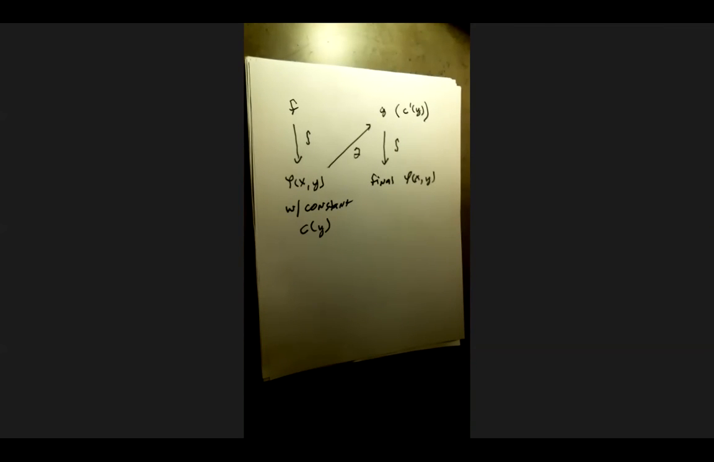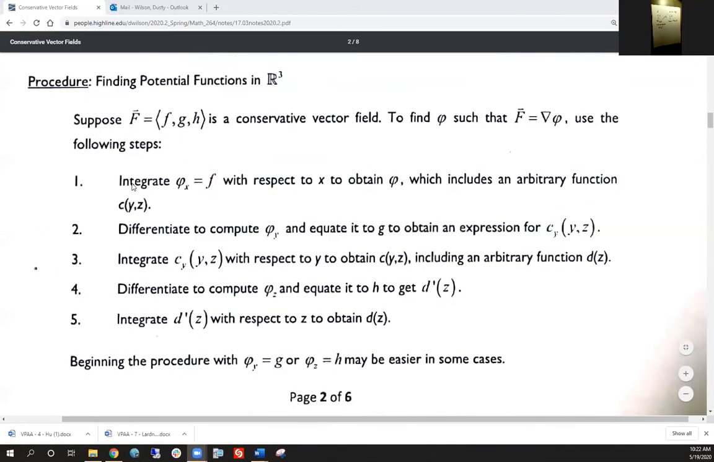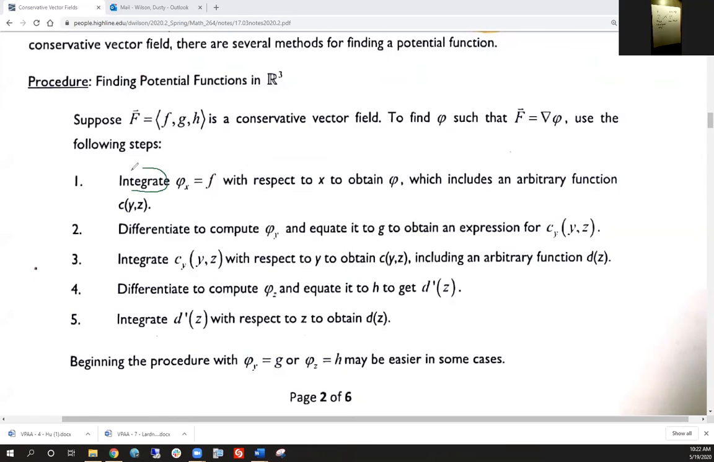In the notes, the way I lay this out is as follows. You're going to integrate, and then differentiate, and then integrate, and then differentiate, and then integrate. In this particular case, I did the 3D version, which has 5 steps, versus the 2D version, which just has 3 steps. So I'd like to do one of these more complicated versions, but before we get there, are there any questions?